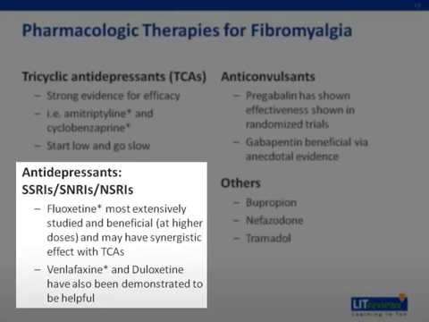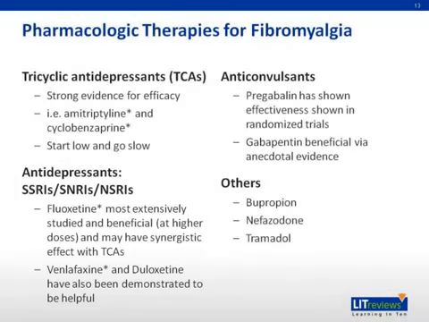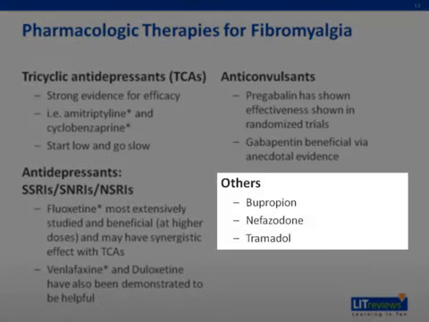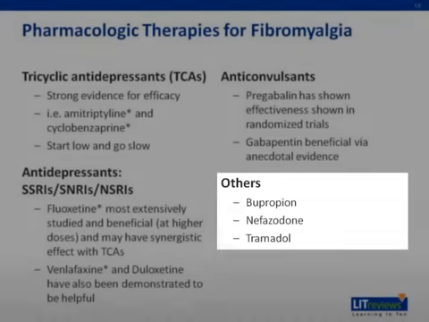Venlafaxine and duloxetine have also been demonstrated to be helpful. Of all the antidepressants, only duloxetine is FDA approved for use in fibromyalgia, though many have found success with fluoxetine and venlafaxine for off-label use. Given that fibromyalgia is commonly known as a disease of overactive nerves, anticonvulsants such as pregabalin and gabapentin have demonstrated effectiveness in randomized trials and via anecdotal evidence, respectively. Other drugs such as bupropion, nefazodone, and tramadol are also frequently used in fibromyalgia.